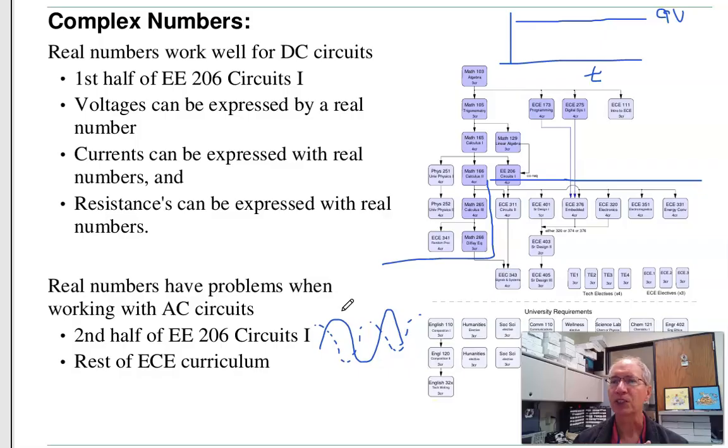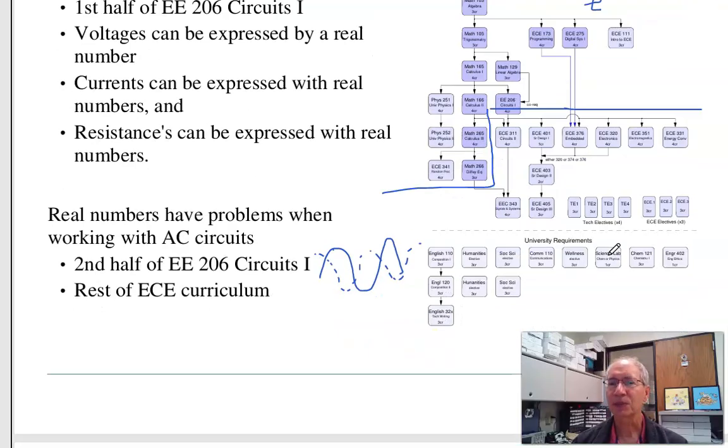Complex numbers have two parts, a real part and a complex part. That lets me represent sine and cosine, or in polar form, they have an amplitude and an angle. That lets me represent the peak and the delay. So once you get to circuits 2, from then on, you're going to be dealing with complex numbers. And as far as I know, electrical engineering is about the only major where we live and breathe complex numbers. Anytime you're dealing with sine waves, which is like all the time, you need complex numbers.